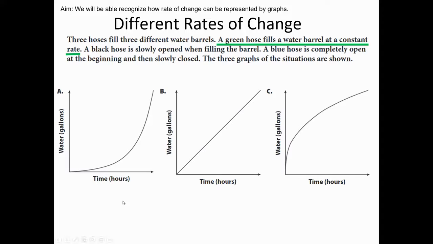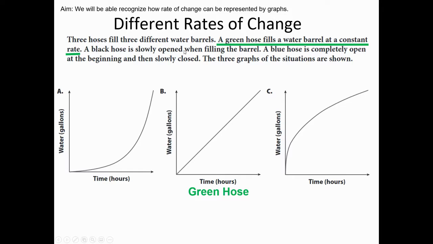Now, our goal is to figure out which graph represents this situation. If you look at A, B, and C, which one do you think it is? Just think for a moment. If you chose B, you are correct because of the word constant. It is a straight line. That means that the rate of change, the amount of water that's going out, never falters going up or down. It's just going in a straight line.